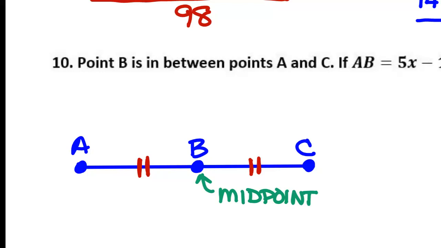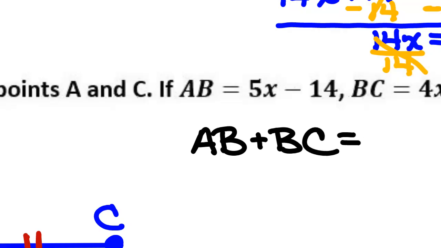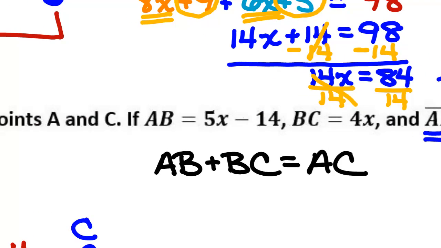Let's write something that looks like this first. What are my 2 little line segments? AB and BC. AB plus BC equals what? AC. There's one equation that I can write. Is there anything that I can substitute into that? AB and BC.